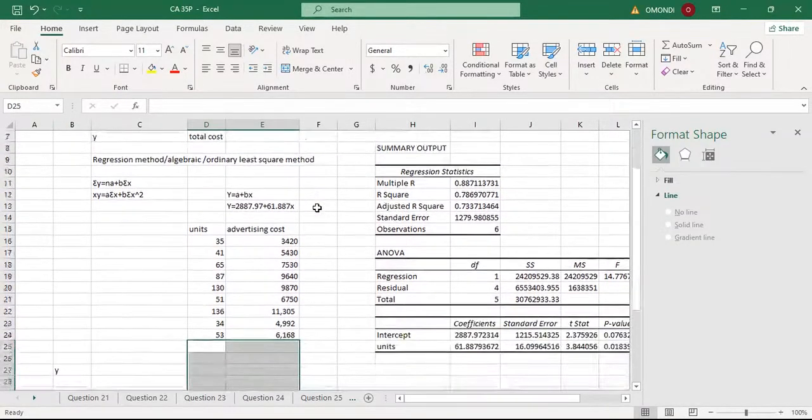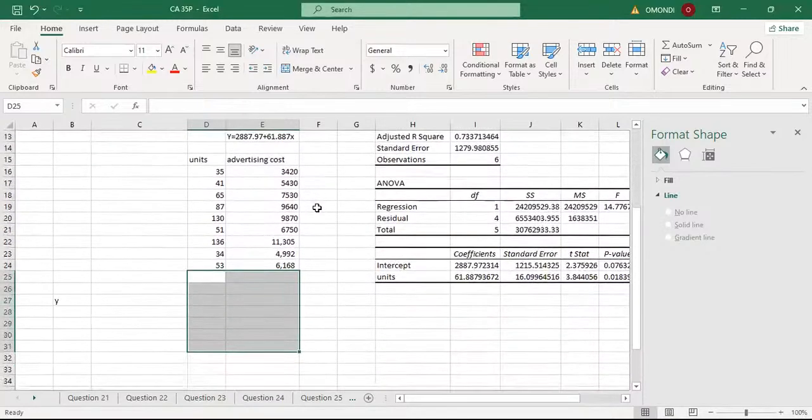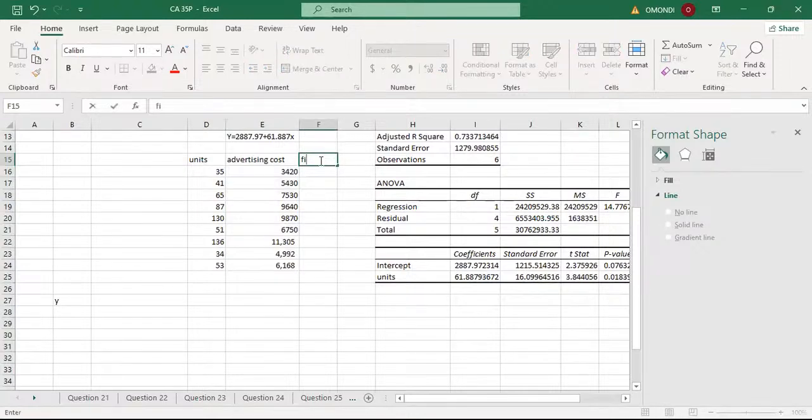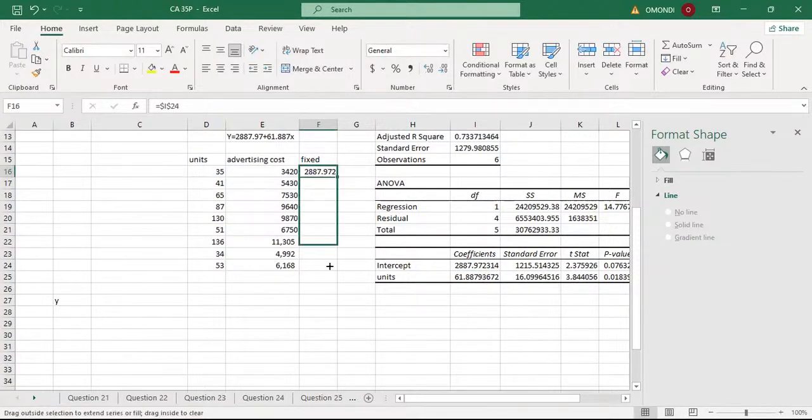That's what you're supposed to know as regards regression. Of course, you will be asked some other questions to get the variable cost from this total cost here. We've known very well that our fixed cost is equal to this one here. That is the fixed cost which we've now gotten. That's the fixed cost which we need to know.